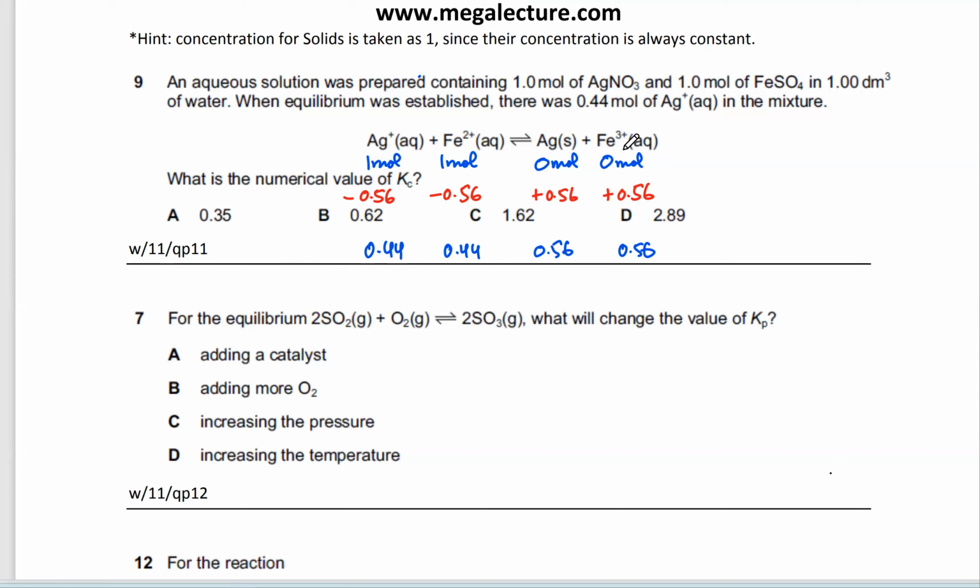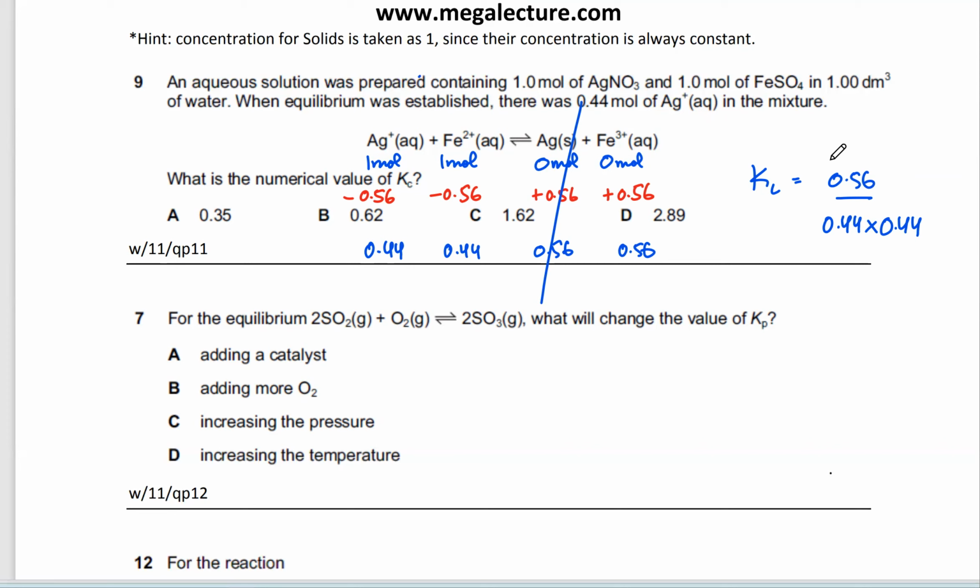So what remains is that you'll write the expression for Kc. So Kc will be 0.56 divided by 0.44 times 0.44. Remember, you don't use moles, you use concentration, but the container volume is 1 dm cube, so the concentration is moles over volume, which is exactly the same. I did not write silver in the numerator because silver was a solid. You don't write solid concentration. You take solid concentration to be 1 or constant, so you don't write that.